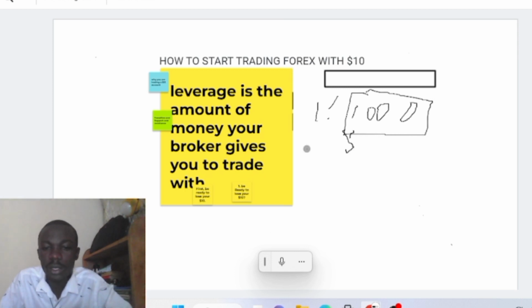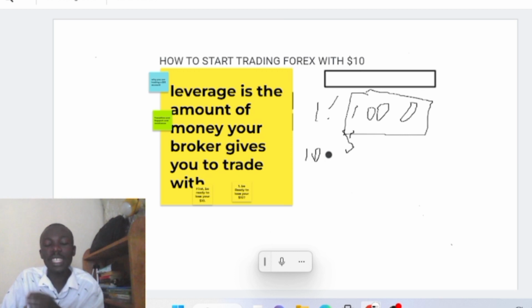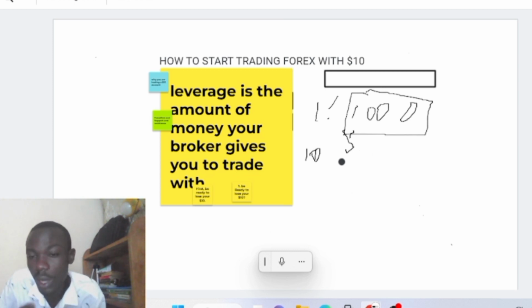So if we have a $10 account and we get a leverage of 1 to 1,000 or more, you're going to check the link in the description. I'm going to put a broker that can give you this leverage. Not all brokers are going to be able to give you this leverage. So if we have 1 to 1,000 leverage, or we can even put 1 to 2,000, there are some brokers that can give us up to 1 to 2,000.